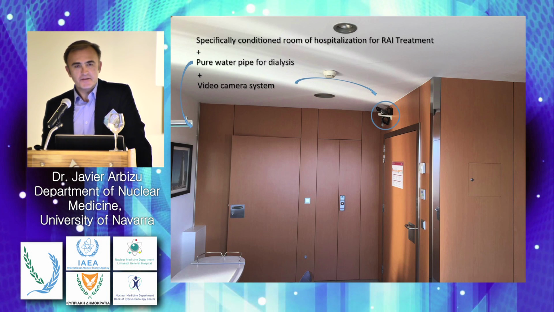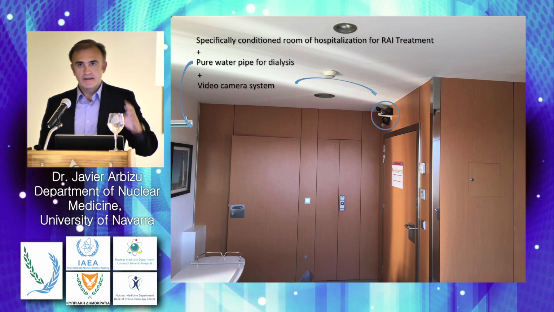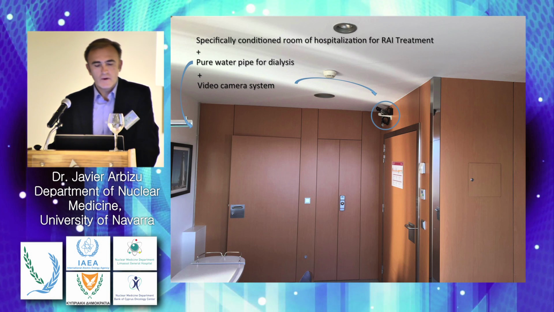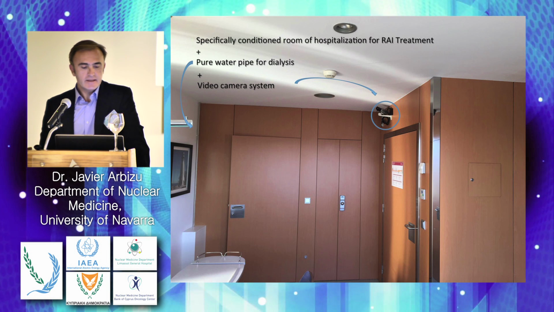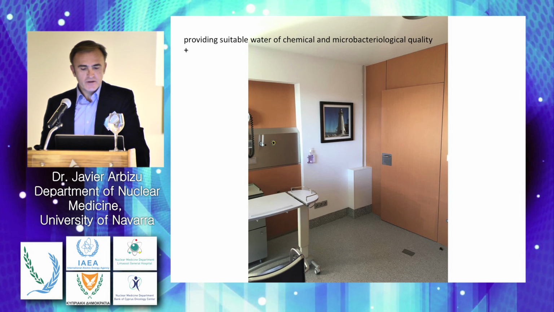Here you can see the room that we have to isolate the patients. This has been taken from the bed of the patient. So this is the toilet. This is the door of the room. Here you can see the pure water pipe for dialysis. This is a special water for the treatment. And here you can also see a video camera, in order to look at the machine.